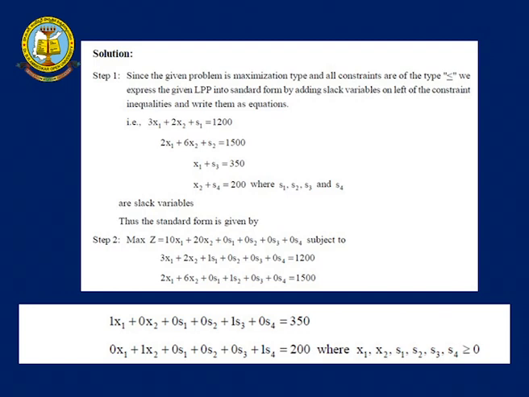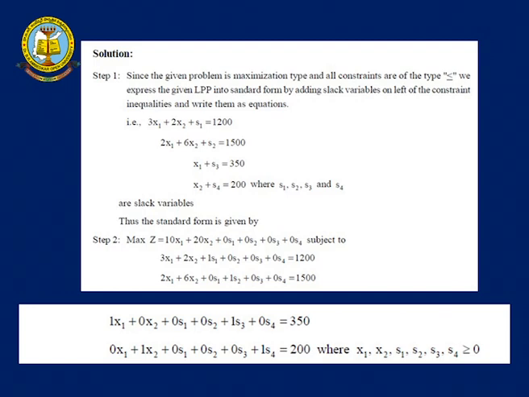So I am writing that as 3x1 plus 2x2 plus s1 plus 0 into s2 plus 0 into s3 plus 0 into s4 equal to 1200. Similarly, second constraint: 2x1 plus 6x2 plus s2 equal to 1500. Here s1, s3, s4 are missing, so write s1 in between x2 and s2. First s1 comes, then afterwards s2.